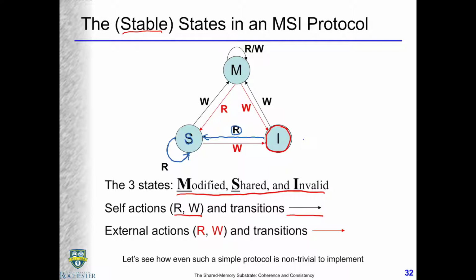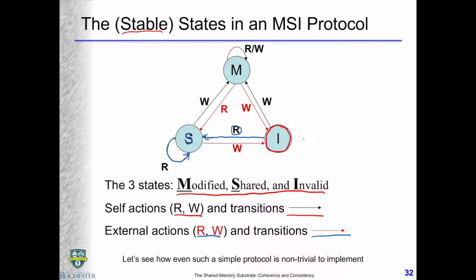So this is self-action, meaning the states here, MSI, are describing the cache line in a particular processor. And if that processor issues read and write, this is what happens. On the other hand, the red letters and arrows indicate external action. So this is a multiprocessor. There are other processors issuing reads and writes, and we have to react to that. There aren't that many transitions. Let's go through all of them.